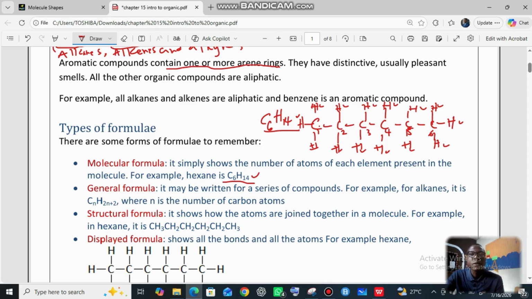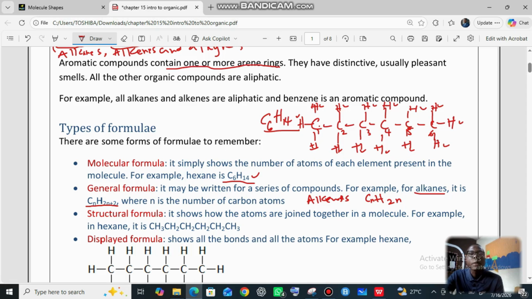We also have the general formula, which is written for a series of compounds. For example, the alkanes have the general molecular formula CnH2n+2, and for the alkenes, the formula is CnH2n. So that is one. We also have the structural formula. The structural formula shows how the atoms are joined together in a molecule.